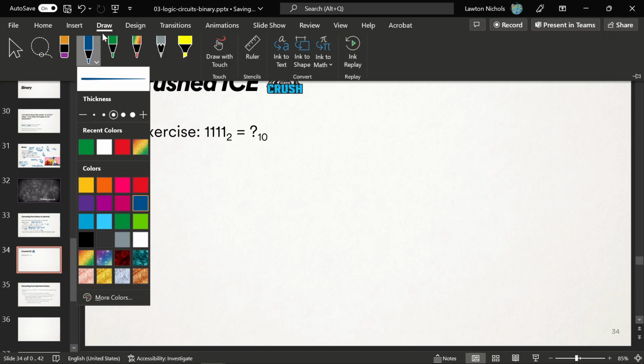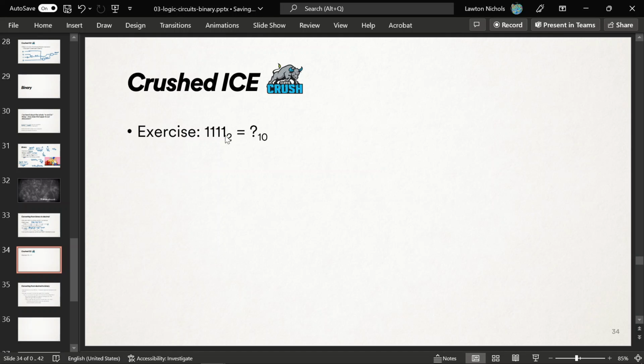You don't have to shout out your answer if you're not super confident, but let's break this down. Well, you always start with the rightmost digit. That's 1 times 2 to the what? That rightmost digit is 2 to the 0, just like the ones place is 10 to the 0. Plus another 1 times 2 to the 1, plus 1 times 2 squared, sorry. Plus 1 times 2 cubed.